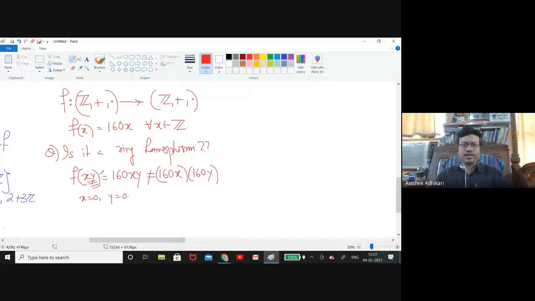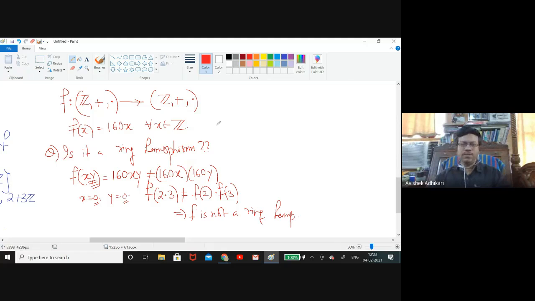If you put x equal to 0 and y equal to 0, the relation f(xy) = f(x)f(y) is satisfied, but that does not mean f is a homomorphism, because it should hold for every x and y. So it's better to choose something else. For example, f(2·3) is not equal to f(2)·f(3), and that implies f is not a ring homomorphism, right?